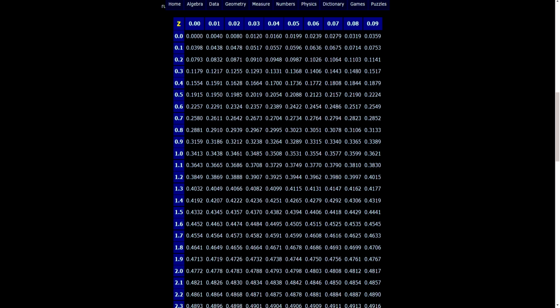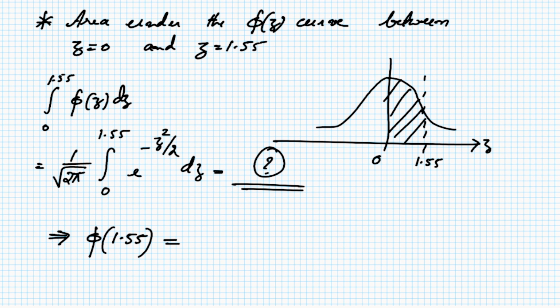Let's proceed. Let's go back to our notes and we'll discuss something more from there. So for 1.55 we have, you can directly write your answer over there, and the answer is nothing but the value which you got from the table. How much is that? It's 0.4394.